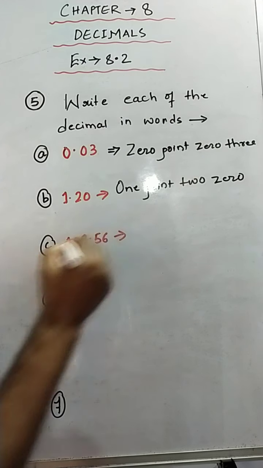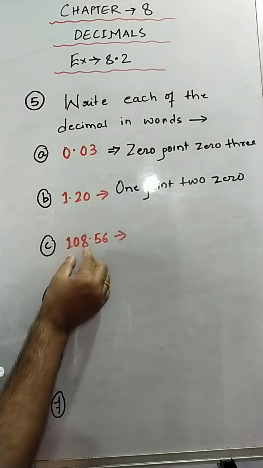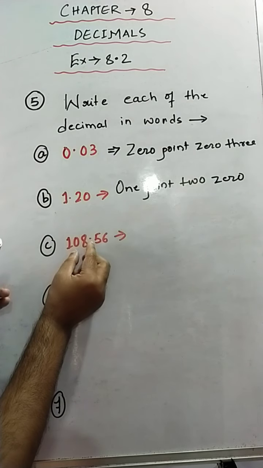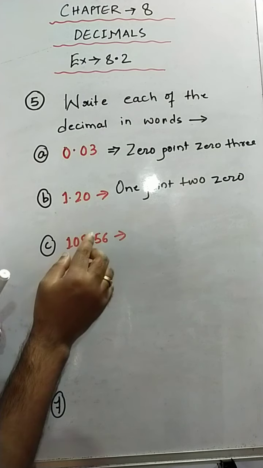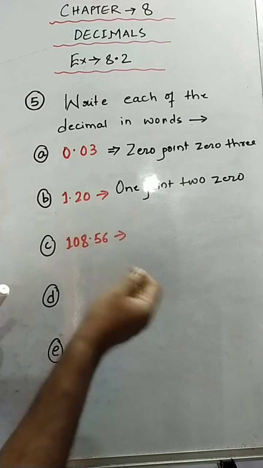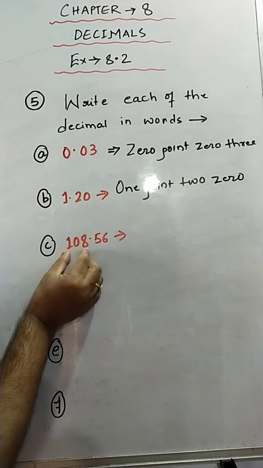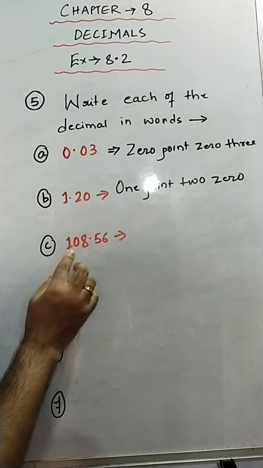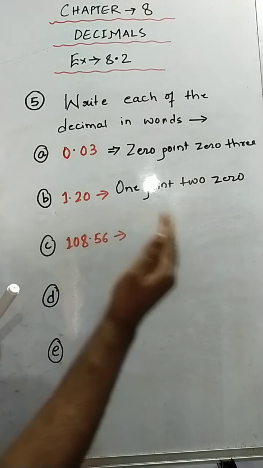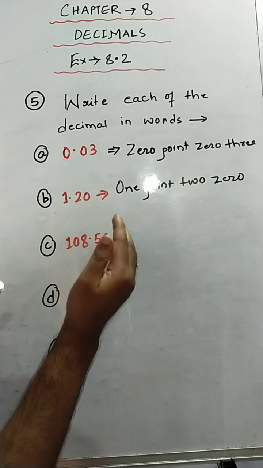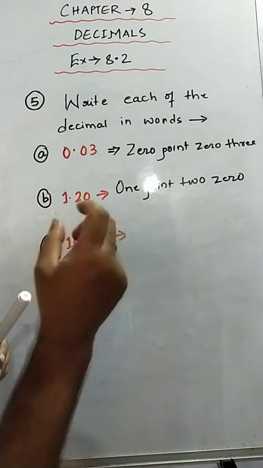Now many of the students read this as 108.56. No. Always on the left hand side of the decimal, you should read the number as a whole. Suppose 49 is written, you will not say 4 and 9, you will say 49. If 108 is there, you will say 108, isn't it? Same way you have to read it. That is 108 point, then you will not say 56 as fifty-six, you will say 5, 6. So after the decimal, you are supposed to say the digits one by one, like 5, 6, 1, 0, 0, 8, 1, 2, 8. Okay, like this you will say.